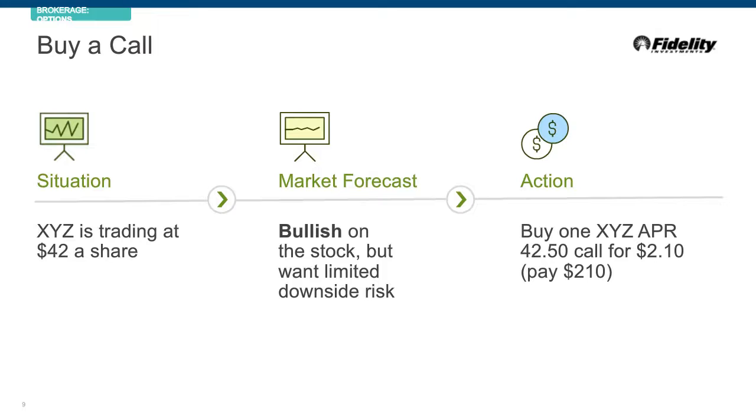So in our example, we're eyeing stock XYZ, and currently stock XYZ is trading at $42 a share. Now, with stock XYZ, we think the stock's going to go up. We don't necessarily know if it's going to go up $5 or $10 or $30, but we think the stock's going to go up. We want to take advantage of that. We want to make money when the stock rises. But we want to be able to limit our downside risk. If we buy 100 shares of XYZ stock, well, if the stock falls from $42 to $0, we lose $4,200.